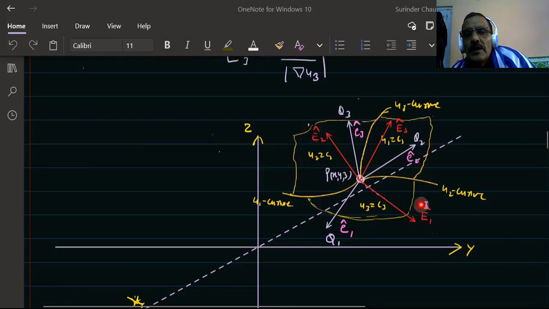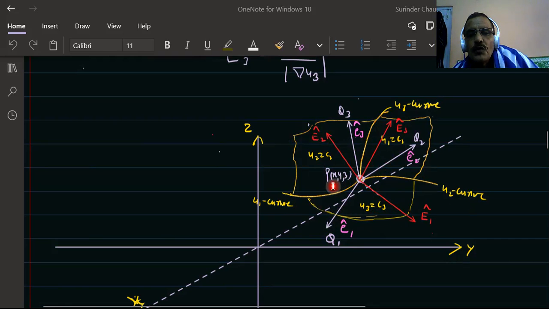Similarly, the u2 curve is the section of the u2, c2 and u1, c1 surfaces, and the u3 curve is a section of the surfaces u2, c2, and u1, c1. This is the u3 curve. Now, the tangent vector along the u1 curve.